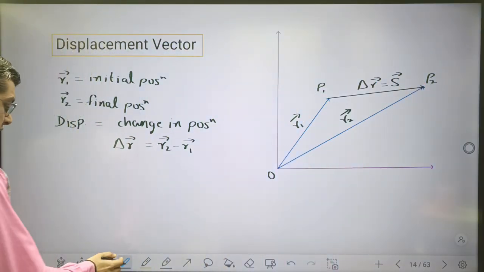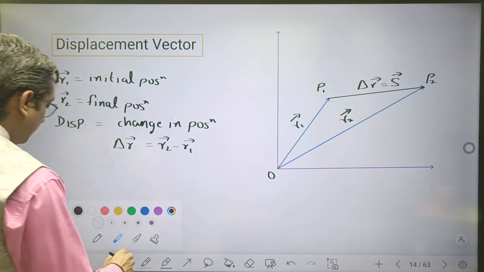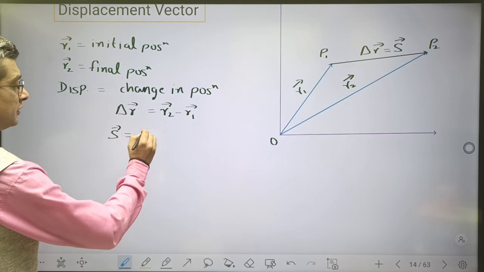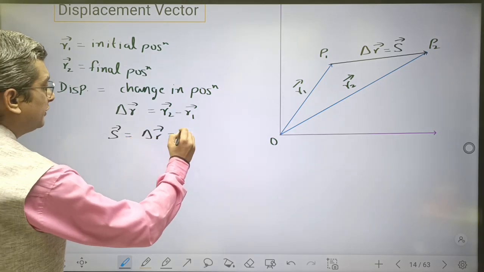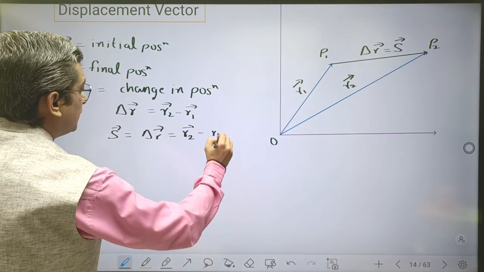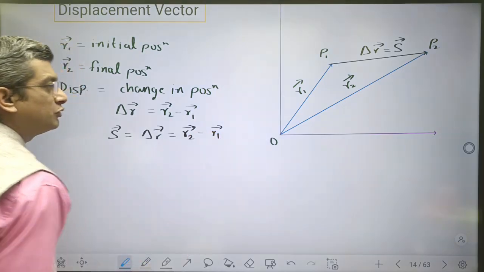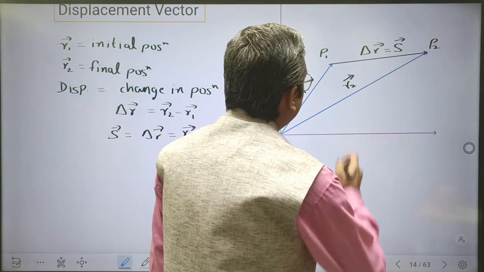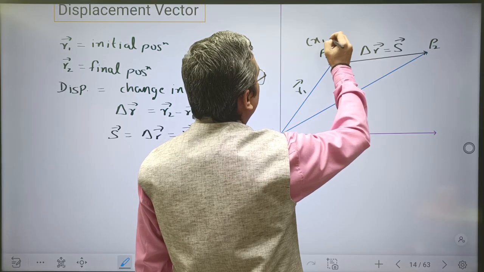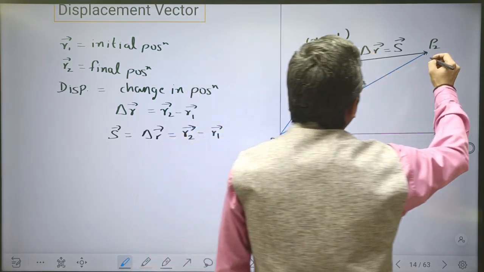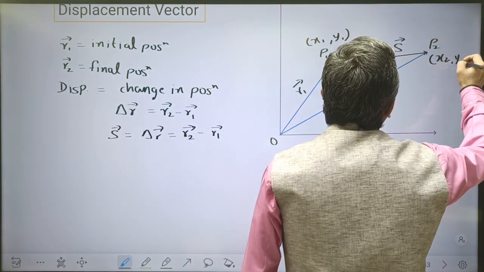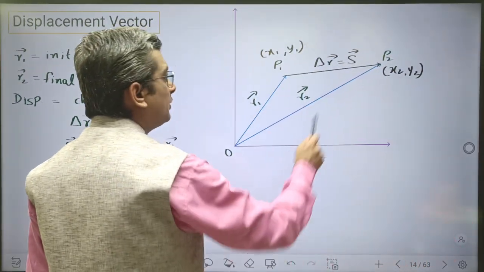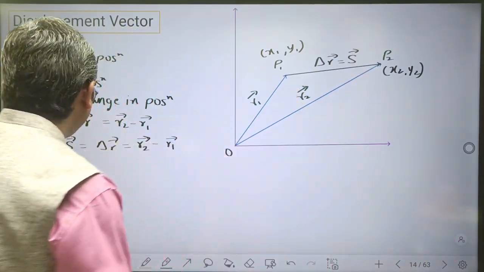So the conclusion we have drawn from here is that the displacement vector is given by S. This is nothing but delta r vector, and it is given by r2 vector minus r1 vector, that is, the change in position vector, isn't it? Now suppose P1 has the coordinates x1, y1 and P2 has the coordinates x2, y2. What is P2? That is the final position of the particle. What is P1? That is the initial position of the particle.